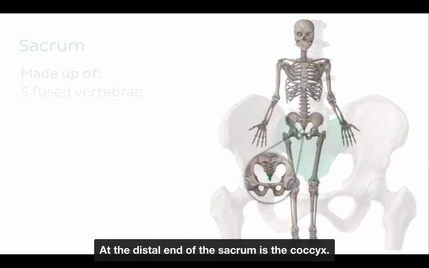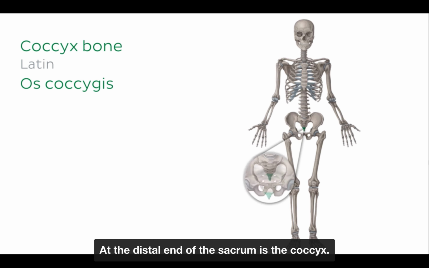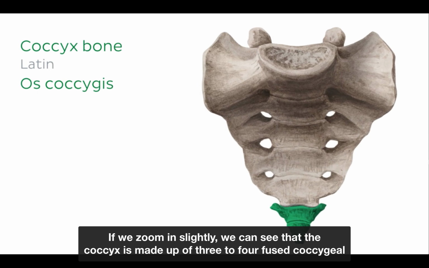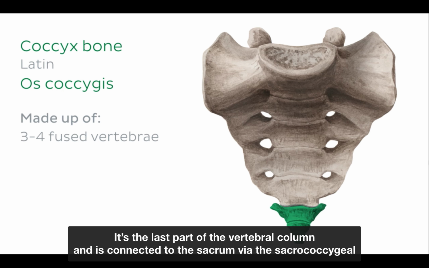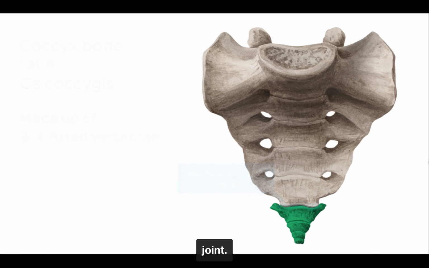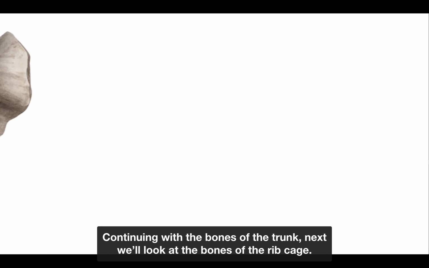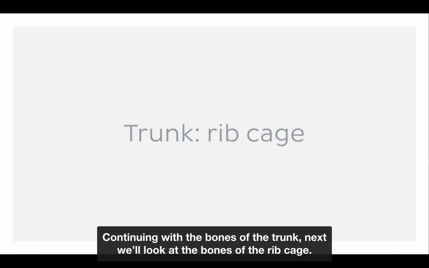At the distal end of the sacrum is the coccyx. If we zoom in slightly, we can see that the coccyx is made up of 3 to 4 fused coccygeal vertebrae. It's the last part of the vertebral column and is connected to the sacrum via the sacrococcygeal joint. Continuing with the bones of the trunk, next we'll look at the bones of the rib cage.